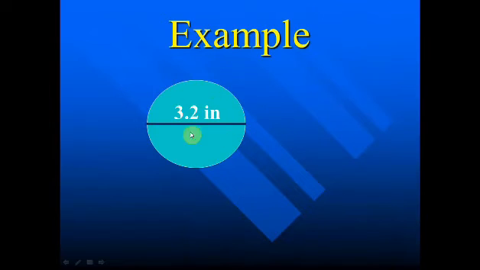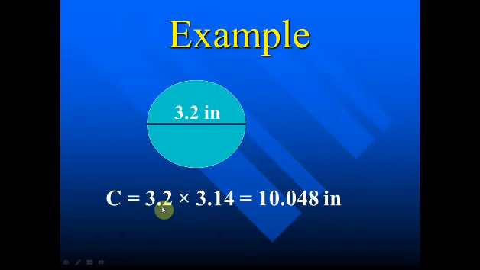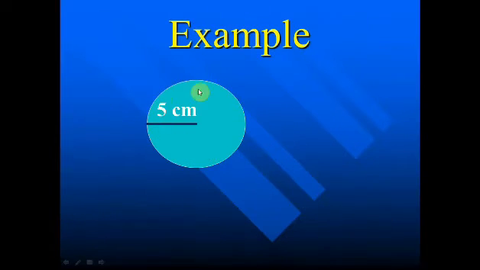In this circle we have the length of the diameter. For that we use the formula pi multiply diameter. 3.2, this is the length of the diameter, multiply 3.14. We make normal multiplication, and the result will be 10.048 inches. Another example, in this circle we have the length of the radius, 5 centimeters.